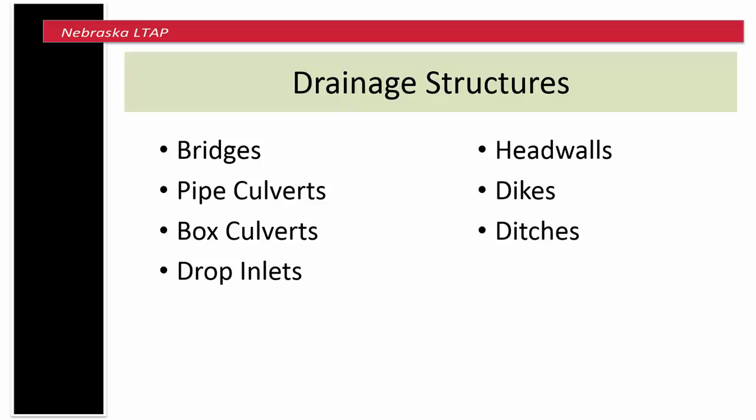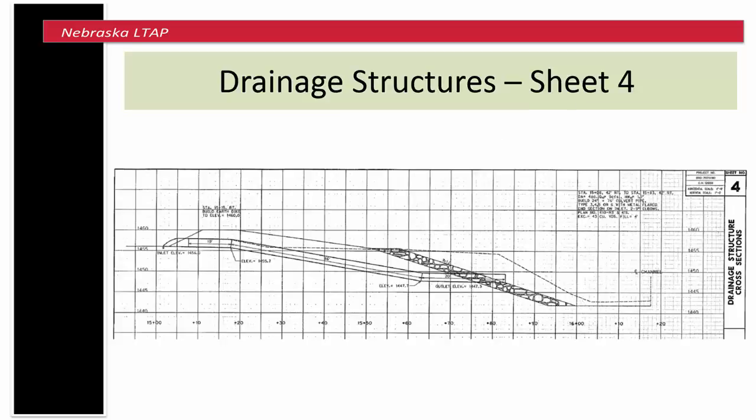Drainage structures. A construction project may have several types of drainage structures. Here's a list of drainage structures that may be found on a set of construction plans. Sheet 4 on your set of plans shows the cross-section of a culvert installation.